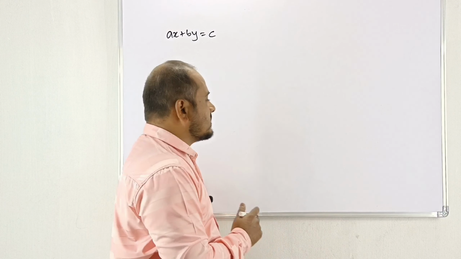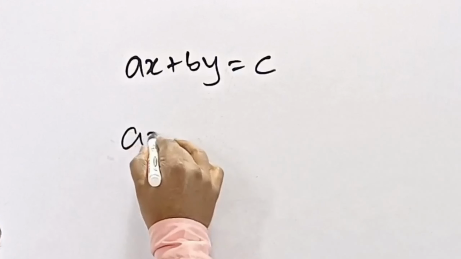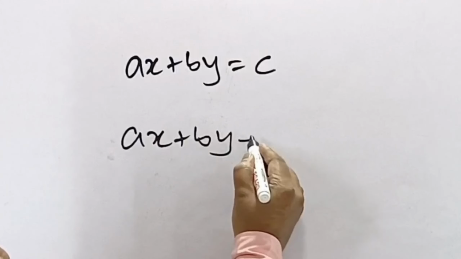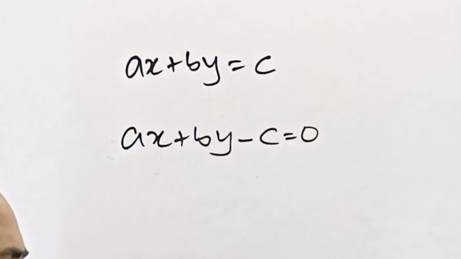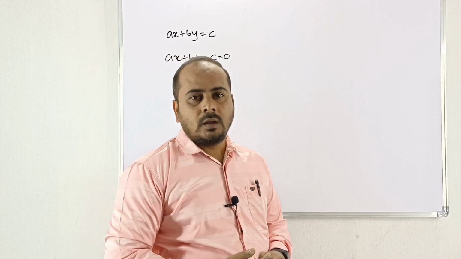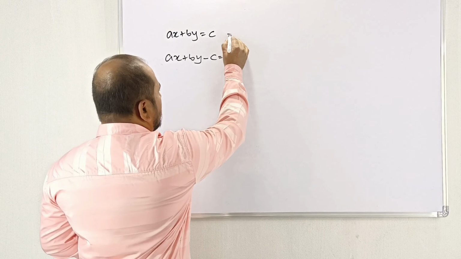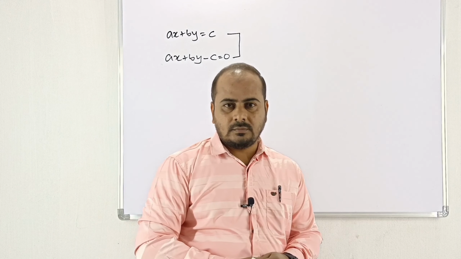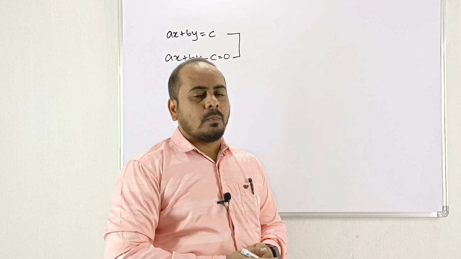So here this equation can be written as ax plus by minus c is equal to 0, if you transpose that c to the left side. Actually, here both the equations are the same, my dear. No change in this. Right? Now come to the point.